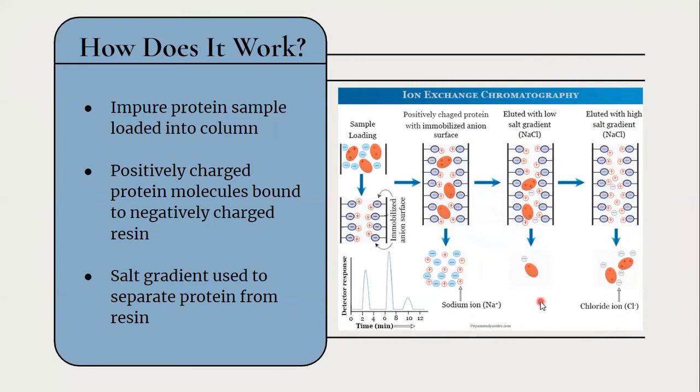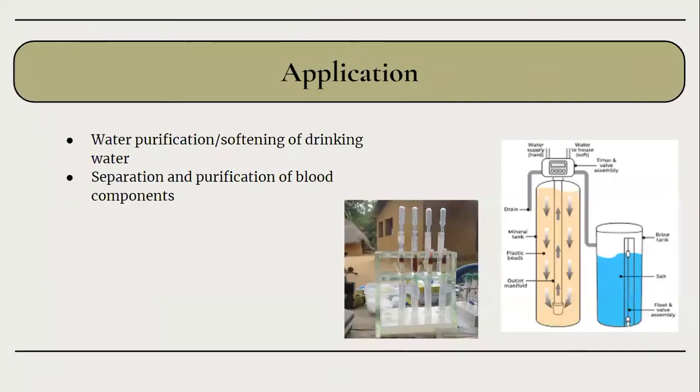So in terms of application, these are just two examples that I found interesting. Ion exchange chromatography is used in water purification, basically the softening of drinking water. It's also used in the separation and purification of blood components in the medical field.